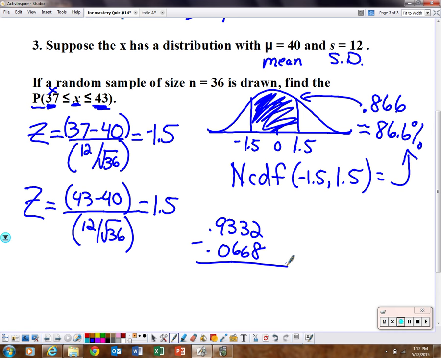I'm going to subtract them. So 0.9332 minus the 0.0668. And we get, again, 0.8664, which is the same as we got when we used the calculator. That's it. 3 problems. Good luck.